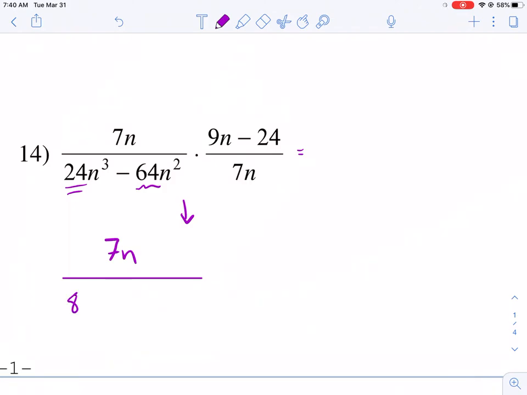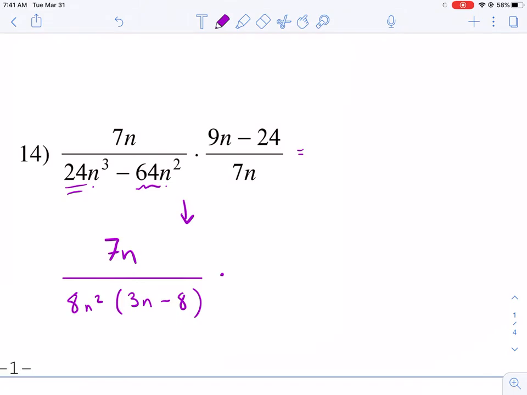Now I also see that we can factor out an n squared out of both terms. What's left? Well, 8 times 3 gives me 24. n squared times n gives me 24n cubed. I'm going to copy down the minus sign. 8n squared times 8 gives me 64n squared. So that's my reduced form there. Moving on.